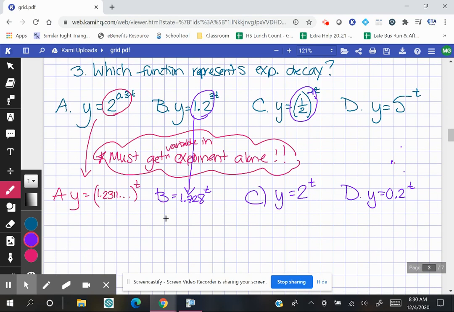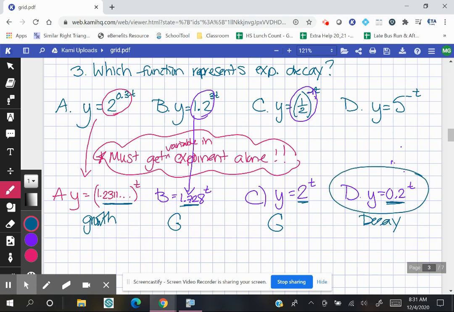Once I now have just t in all of the exponents, now I can compare them and say, okay, is this number bigger than 1? Yes, so that's going to be growth. Is this number bigger than 1? Yes, so that's also growth. Is this number bigger than 1? Yes, so that's also growth. Is this number bigger than 1? No. So that is going to be your decay.